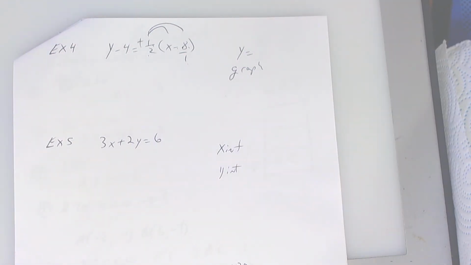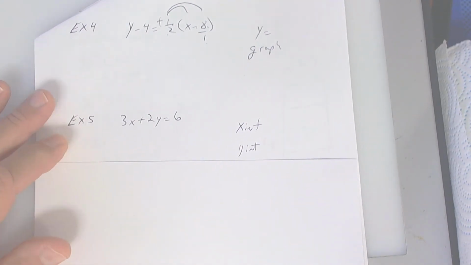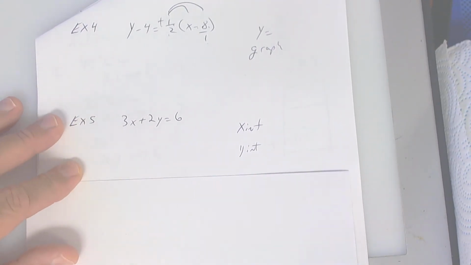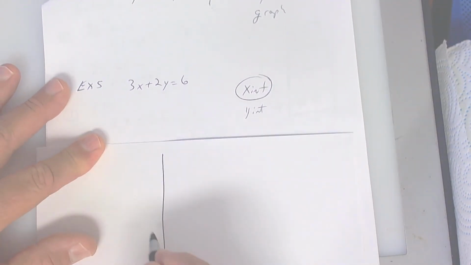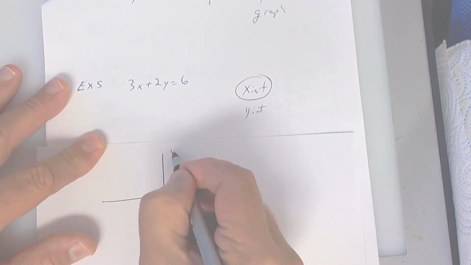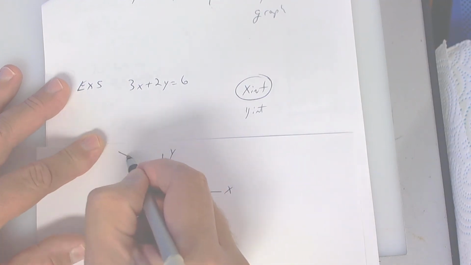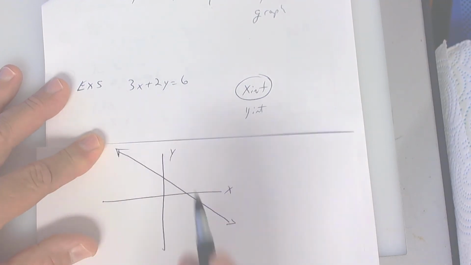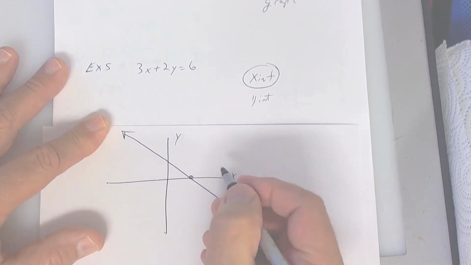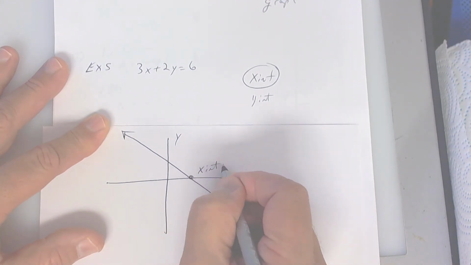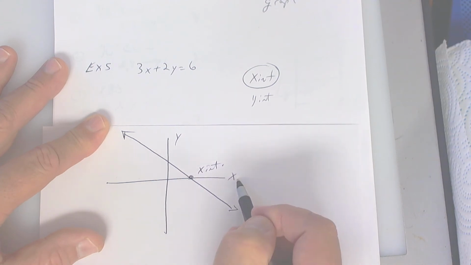All right, last one. This one says graph by the x and y-intercept. To find the x-intercept, now what does that mean? This is your x-axis, this is your y-axis. When a line comes in, let's say it looks like that. If it hits the x-axis right here, that's called your x-intercept. And that means it crosses the x-axis.